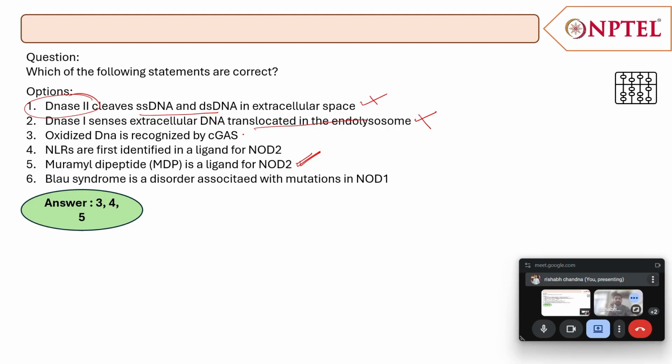Okay, the oxidized DNA is recognized by cGAS. Yes, this is correct. NLRs were first identified with a ligand for NOD2. Yes, this is also correct. Then MDP is a ligand for NOD2. This is also correct. Blau syndrome is a disorder associated with mutations in NOD1. No, this is false. Okay. So the correct statements are 3, 4, and 5.